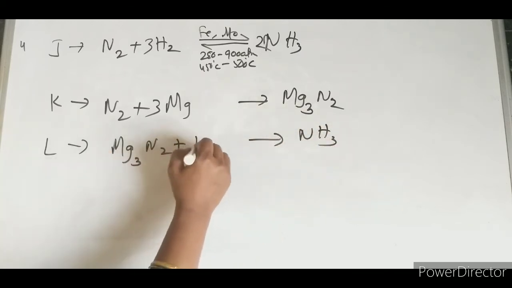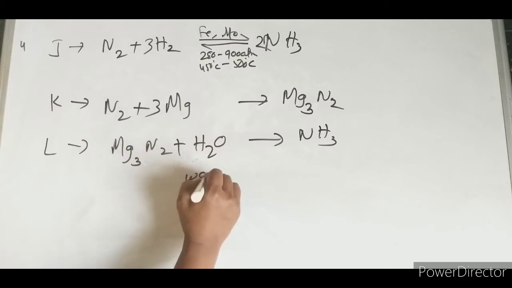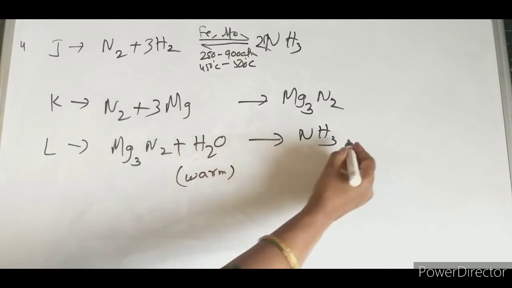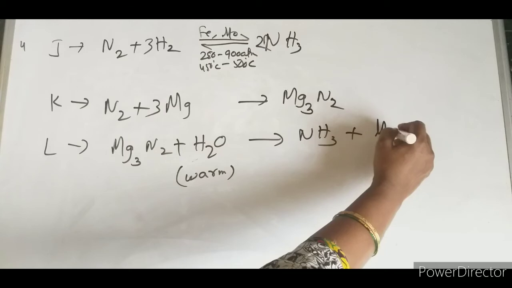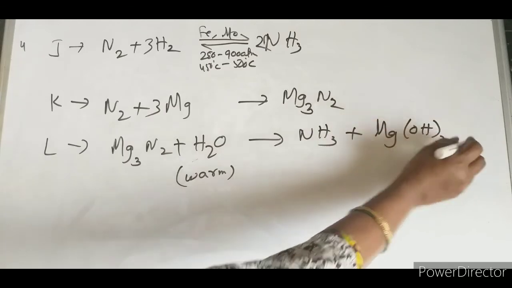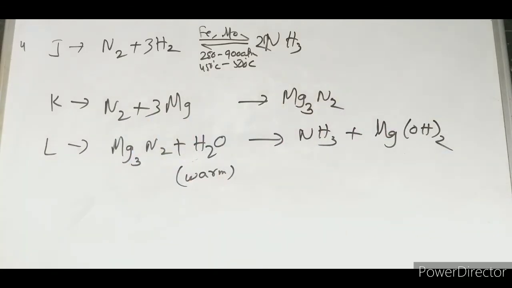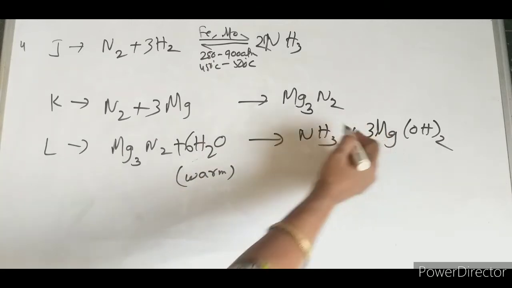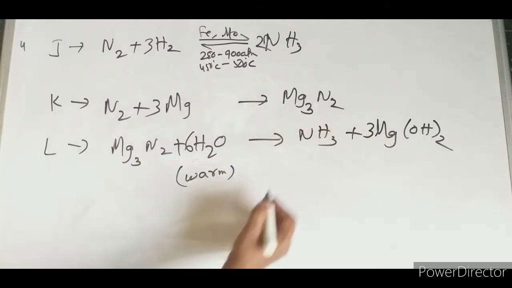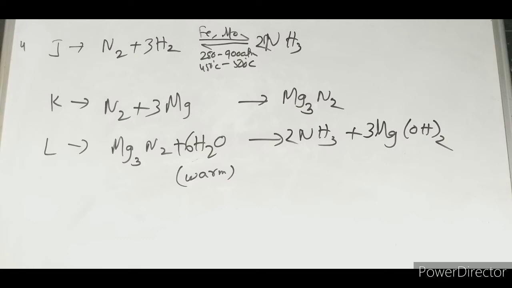So how is it? Addition of warm water. So ammonia, along with that what we are getting? Magnesium hydroxide. Okay, so here what to do? I have to balance it. So for that, 6, here we will have 6 water, 3 magnesium hydroxide and 2 ammonia. Got it? This one will be L.